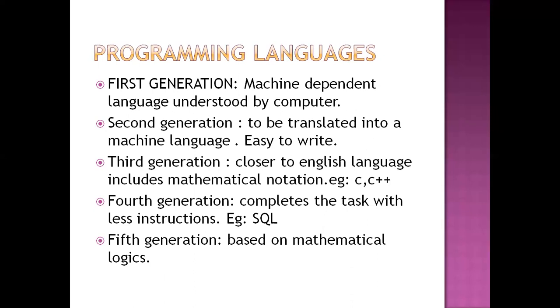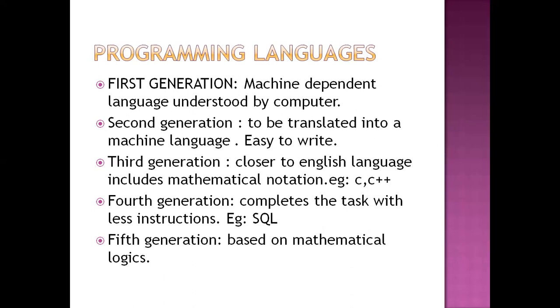So these are of different types. In that there are 5 generations of programming languages. First generation, second generation, third generation, fourth generation, and fifth generation. So in the first generation, the language is totally machine dependent. It is only understood by the computer. So that is the first generation language.